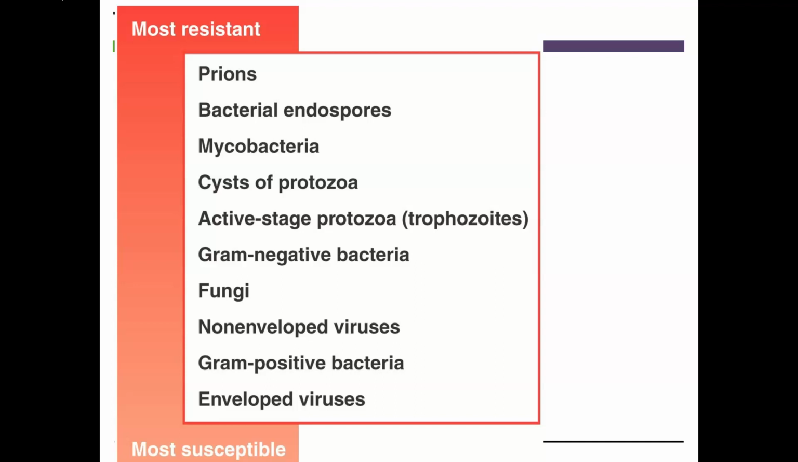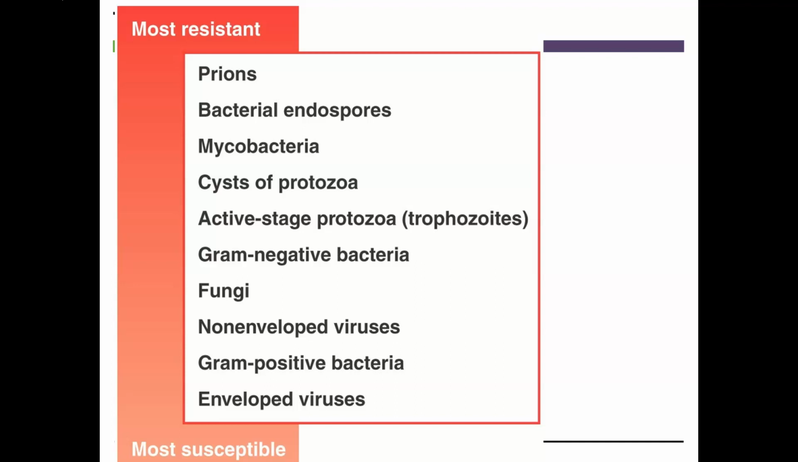cysts of protozoa, then the trophozoites of protozoa, think the Giardia organism that you drew during lab, then gram-negative bacteria, fungi, non-enveloped viruses, things like a cold virus, gram-positive bacteria, and enveloped viruses. This figure shows the most resistant to the most susceptible. Depending on what microbe you are trying to kill, different agents will be appropriate.